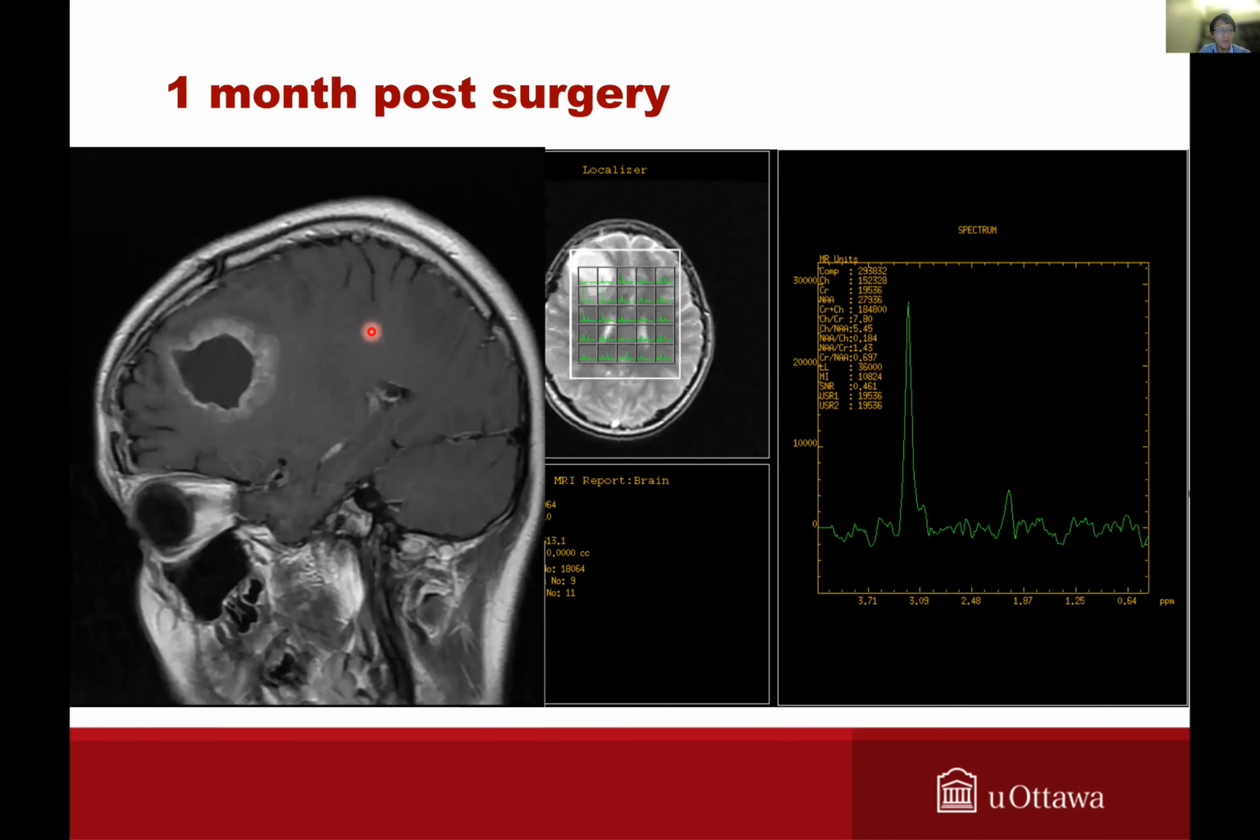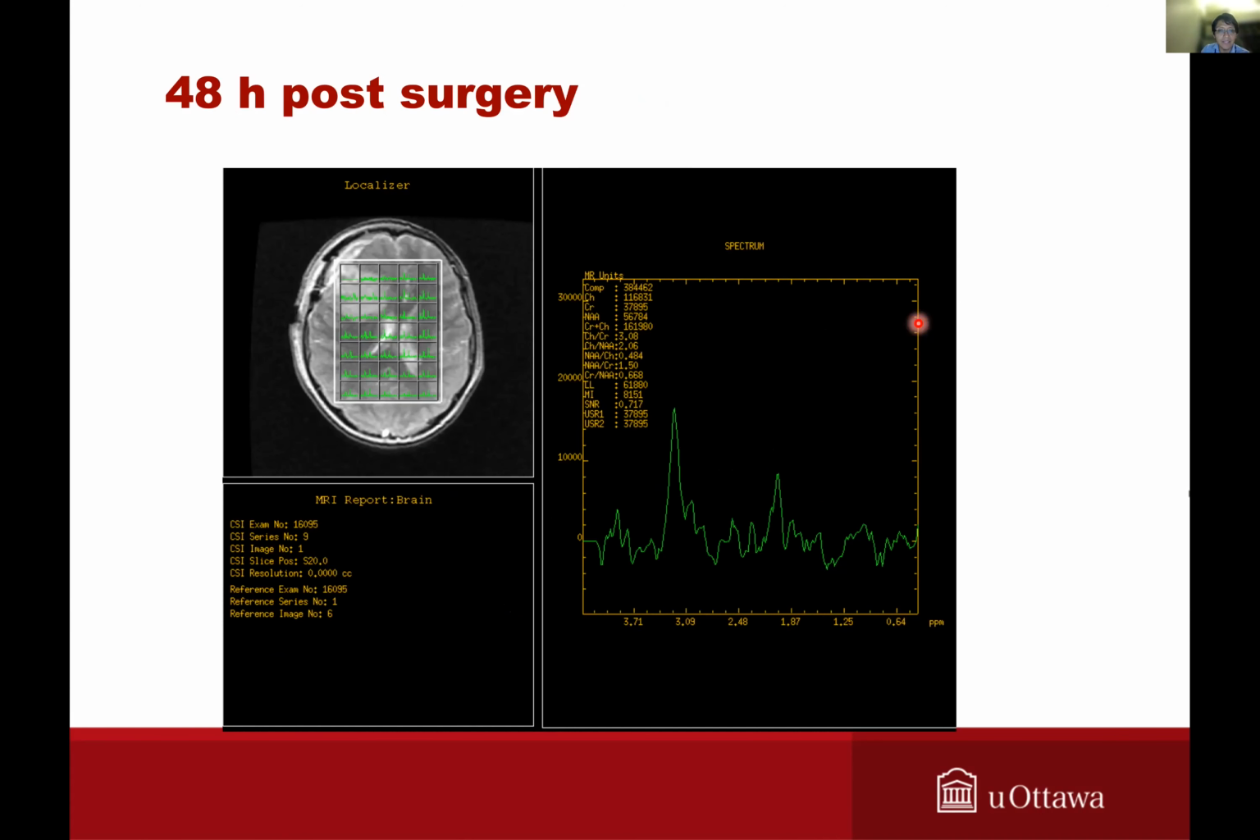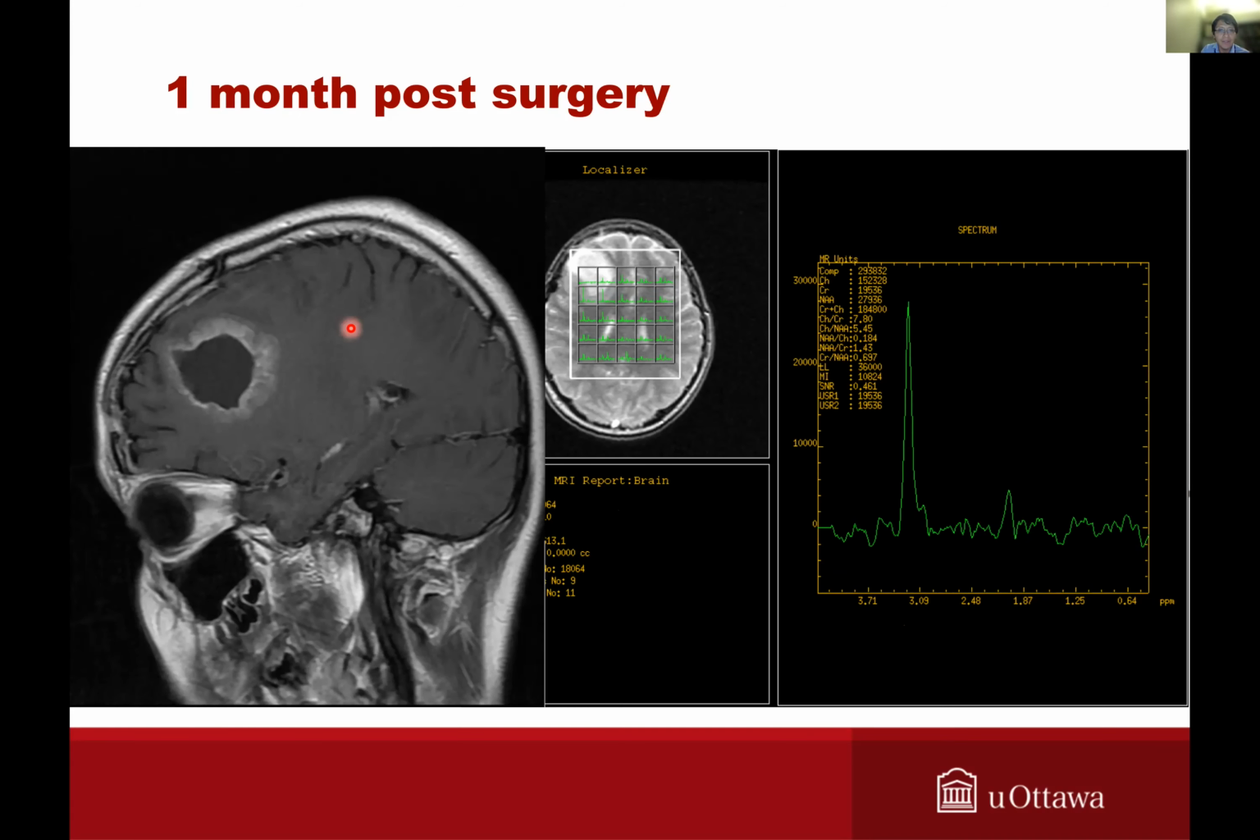And this is 1 month later, and you see that this area is thicker, the area of enhancing is thicker, and now you have higher peaks of choline than before. Here you can see that you still have some NAA within some areas of the tumor, but now you have very high peaks of choline. The NAA is almost gone. That is telling you that there is some progression of the tumor.